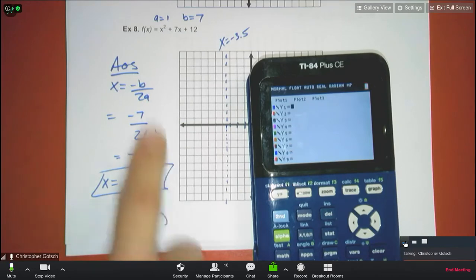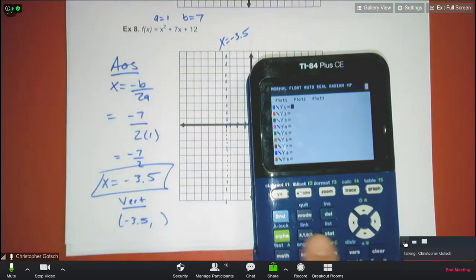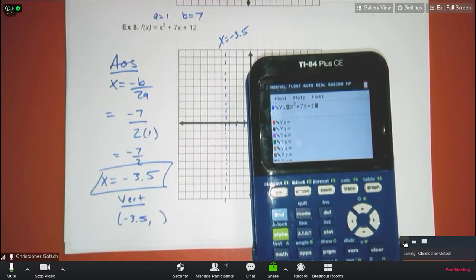All right, I'm going to graph my equation. I've got x squared plus 7x plus 12. And I'm going to go zoom 6. Zoom standard, zoom 6. I'm going to graph it. There's my pretty looking graph.